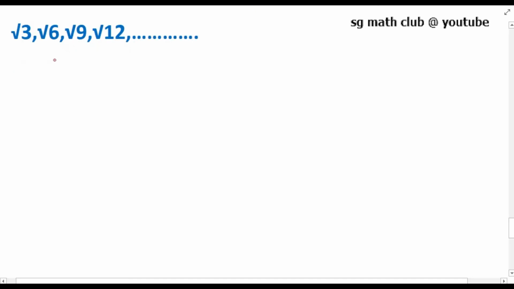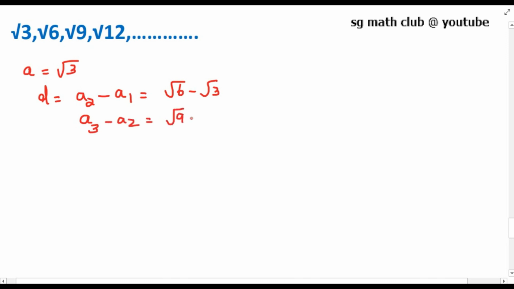So root 3, root 6, root 9, root 12. So A is root 3. Now D we need to find: A2 minus A1, root 6 minus root 3. Again we cannot simplify it because it is an irrational number. A3 minus A2 is root 9 minus root 6, which is equal to 3 minus root 6. These are not constant, these are not the same, so this will not form an AP.